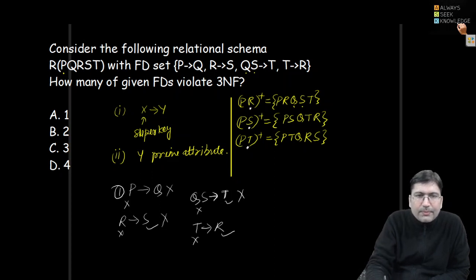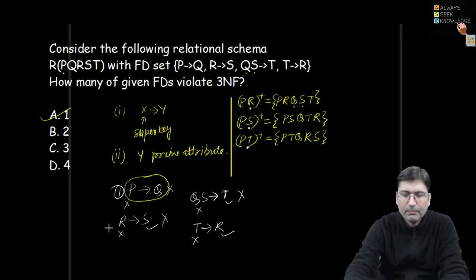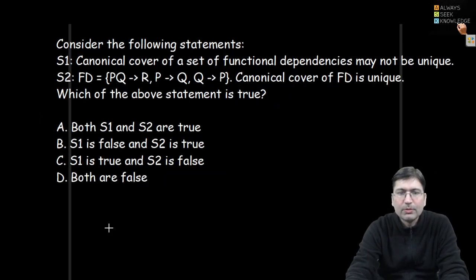That means we are having only one such rule which is violating the condition of 3NF. So the answer should be A only. So let's discuss the next problem.